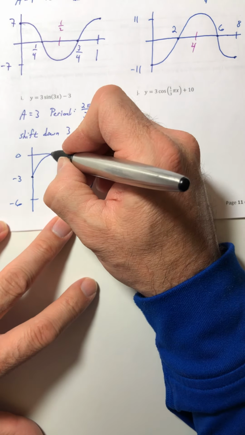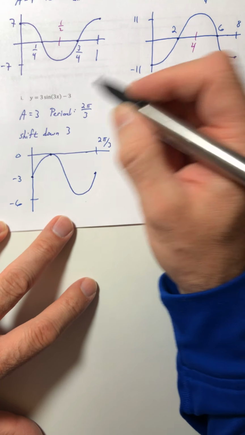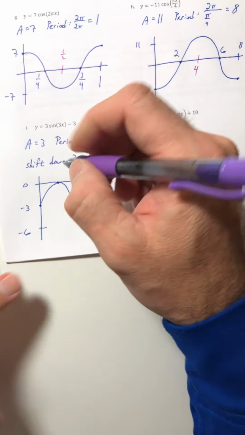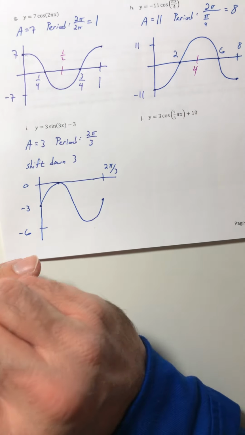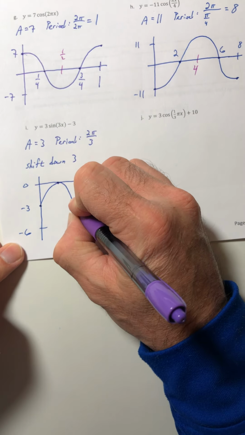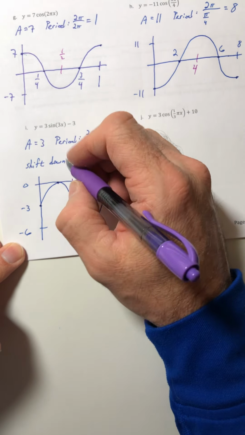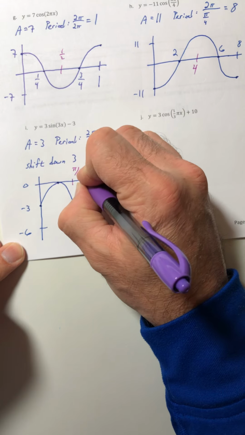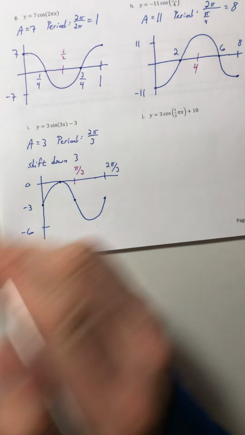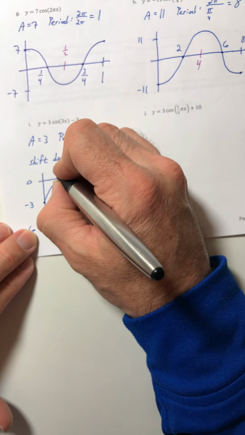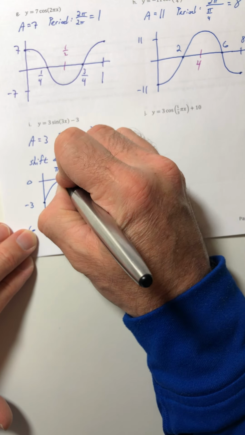And this time the intercept is no longer in the middle of the curve. It's kind of occurring how it did for the cosine. So this middle is in between 0 and 2 pi over 3, which is pi over 3. And then that intercept is in between 0 and pi over 3, which is pi over 6.